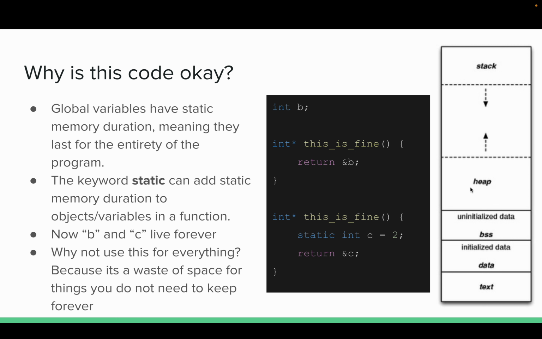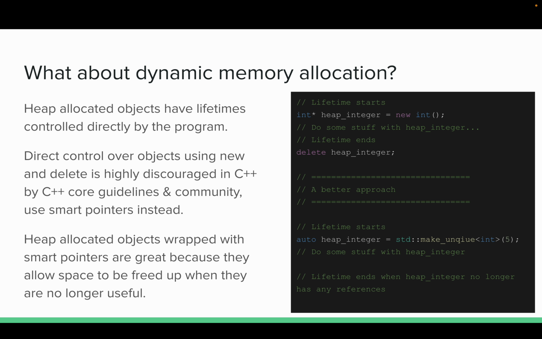So what about dynamic memory allocation? Well, heap allocated objects' lifetimes are controlled directly by our program. For example, if we want to create a new integer on the heap, we can simply do new int, store that inside of a pointer, do some work with it, and then when we're done with it, we're like, okay, I don't need this thing anymore, we can delete it. Very powerful tool, and very useful for a lot of different situations. Although I will say, directly controlling object lifetimes like this with new and delete is a bad idea.